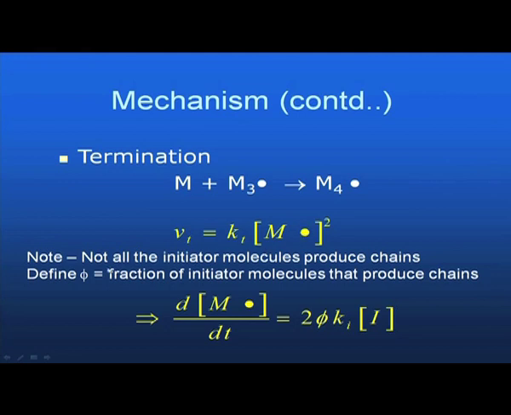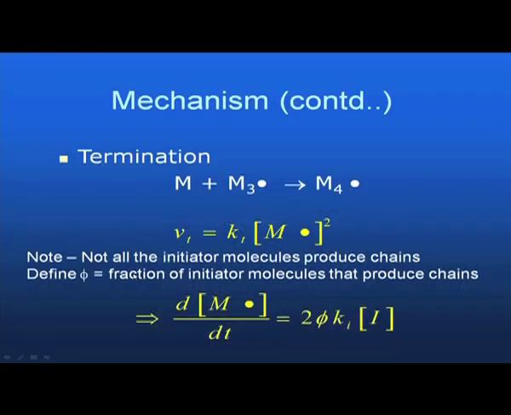So, an important thing is that not all initiator molecules produce chains. It is a very important point. Phi is the fraction of initiator molecules that produce chains. That means an important concept that we have to invoke over here is that any initiator may not lead to a chain reaction or may not lead to further propagation of a chain.